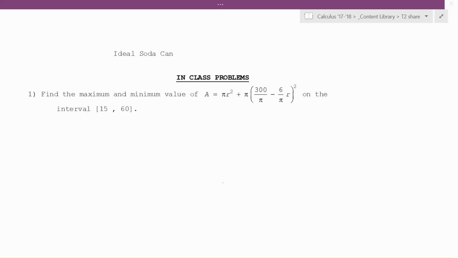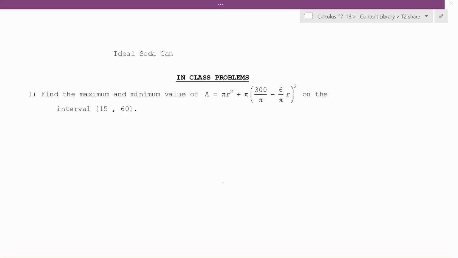This is T2, day 29, the ideal soda can sheet. We're looking at volume of other shapes other than just our boxes from yesterday. So I have a couple of review problems first, and then we'll go to the soda can problem.